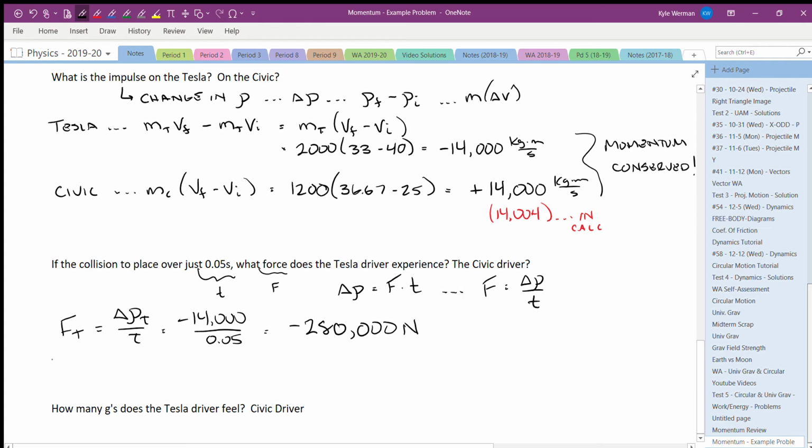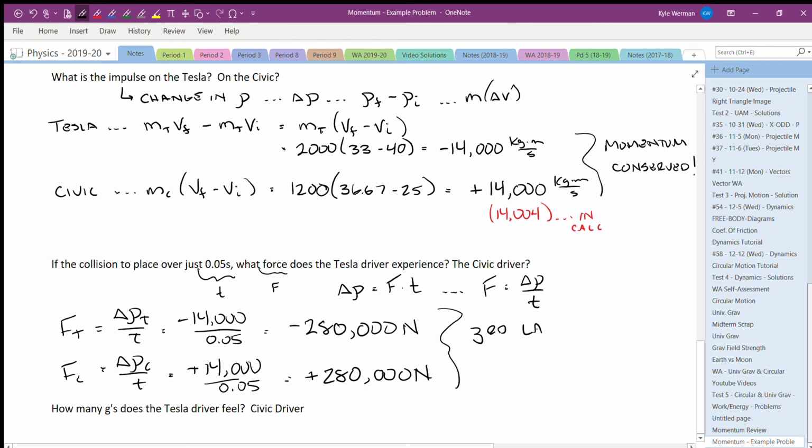And the Civic, I hope we don't need to do that calculation because notice the values are the same, but with a positive, which means we have the same force. Well, I think Newton would agree with us, right? This is the third law. Equal and opposite action-reaction pairs. So this actually makes sense, right?